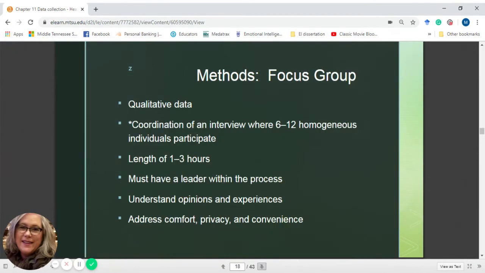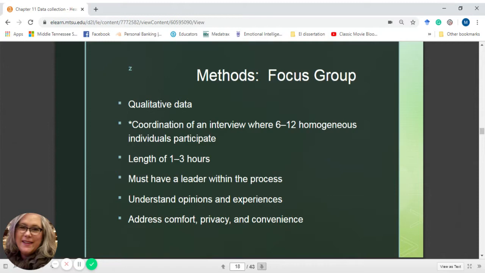Our next type of method for gathering data is the focus group. Mostly qualitative data is collected here. We usually have groups of 3, 4, 5, 6 persons and they participate in the group. They usually last 1 to 3 hours. Focus groups are more lengthy than the interview because we have multiple participants in the group.